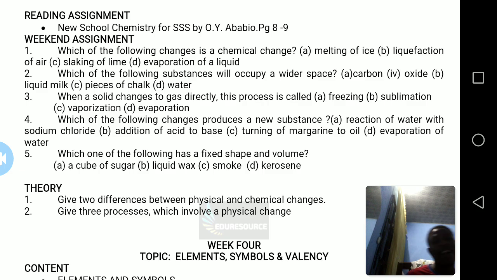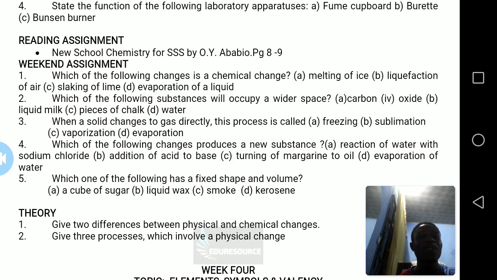Yes, sir. All right, let's now be ready to mark. Of course, question number 1. What was your answer, question number 1? Yes, C, you say? C, right? Yes, sir. Yeah, C is correct. Slaking of lime, yes. C is the correct answer.